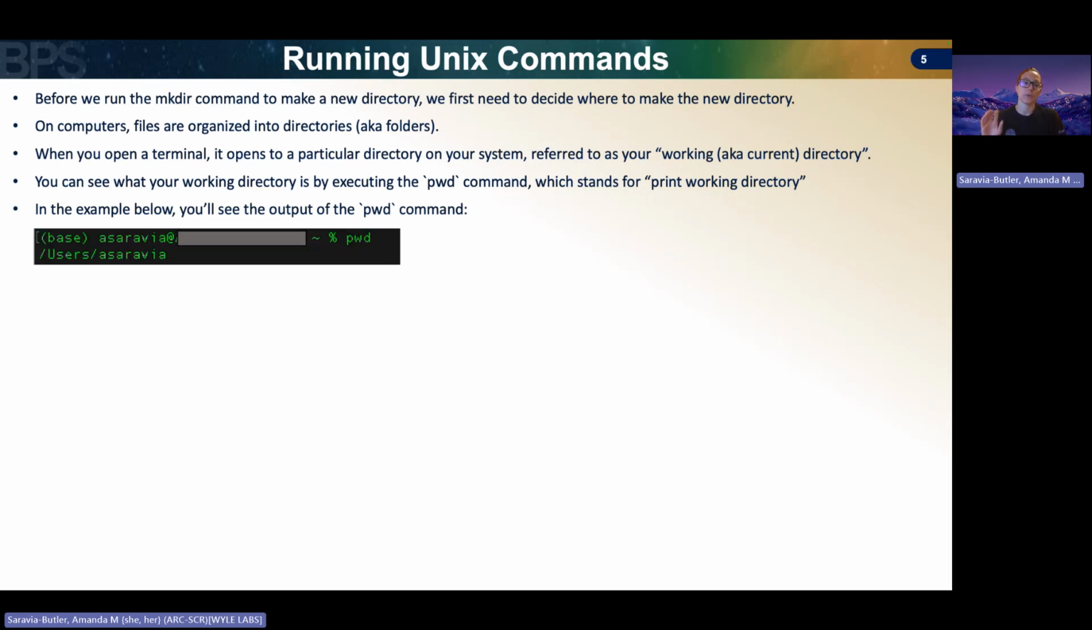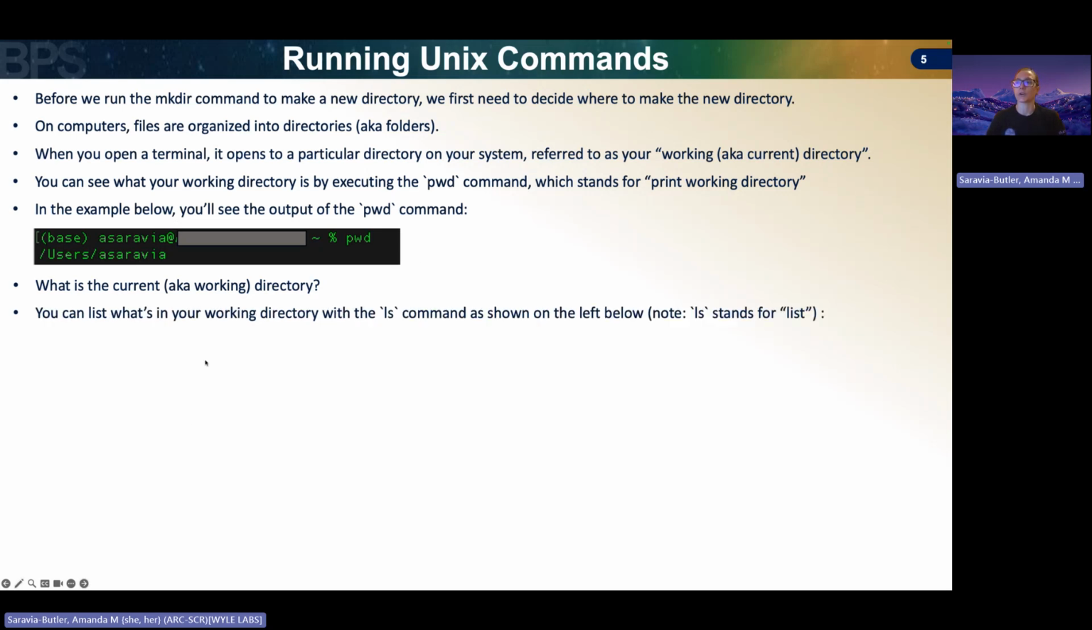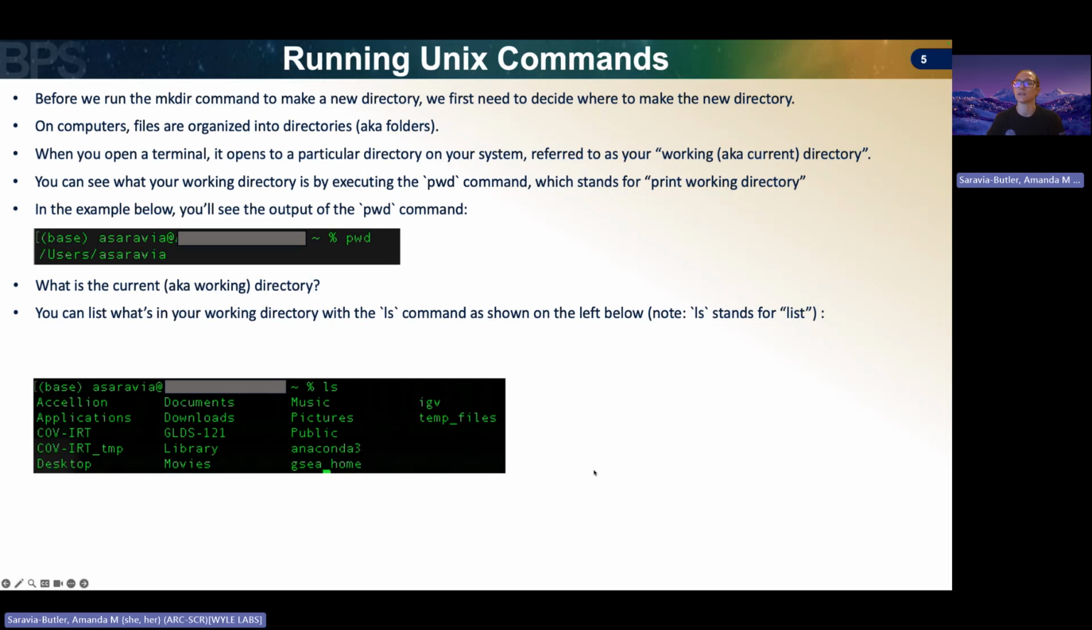So here in this example, the output is /users/a, which is going to be our current working directory, a. The last folder showing in this pwd output will be our current working directory. And you can list what's in your working directory with another Unix command called ls, which stands for list. In this example below, I just ran this ls command in my current working directory, a, and I see a list of either folders or files in that a directory.